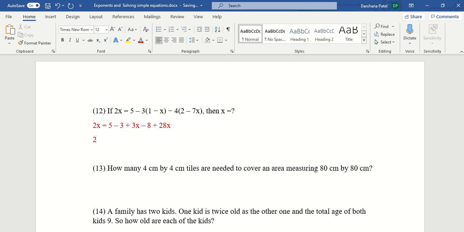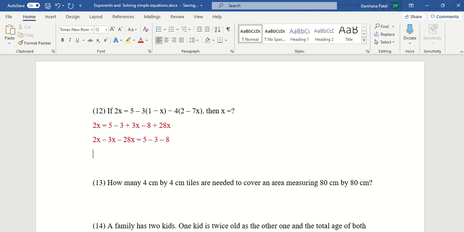Further then, we will collect all x's on one side, the terms without x's on another side, or other way to look at it is doing opposite operations. 3x is being added here. To get rid of that, we subtract 3x on both sides. Similarly, 28x is being added here. Opposite of adding is subtracting. So subtract 28x on both sides, we get 2x minus 3x minus 28x equals 5 minus 3 minus 8.